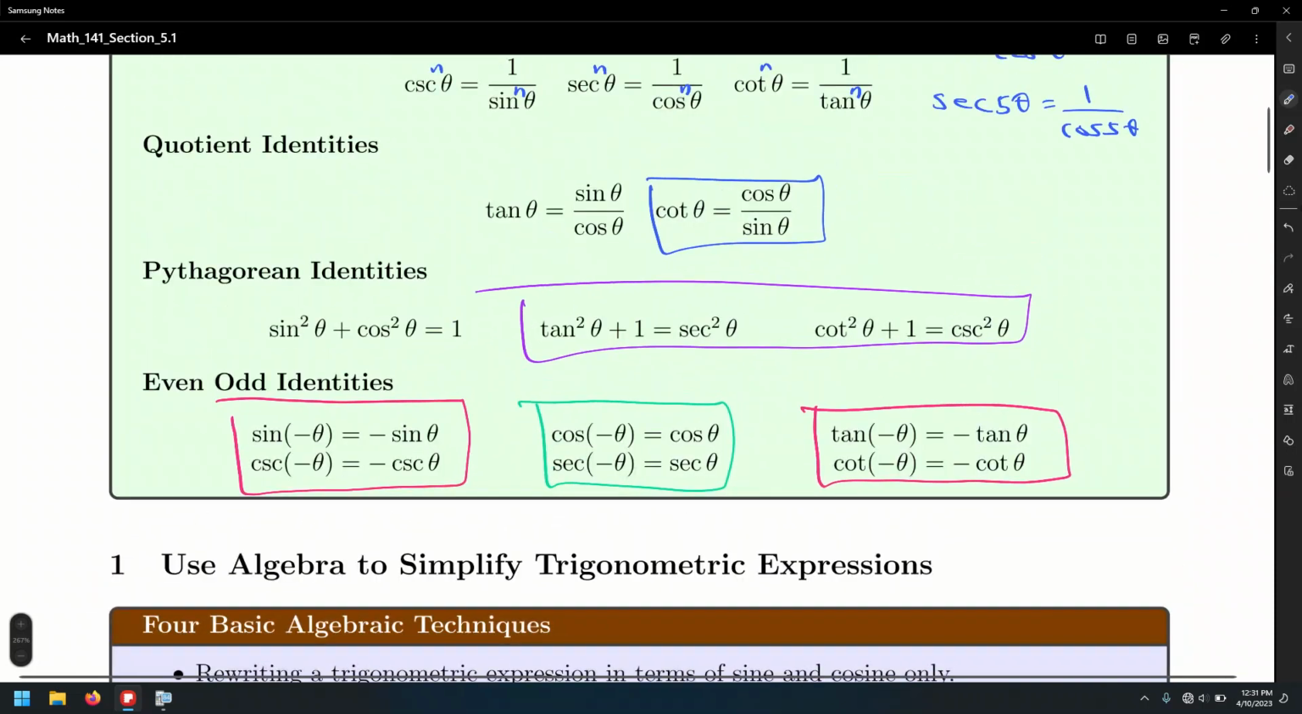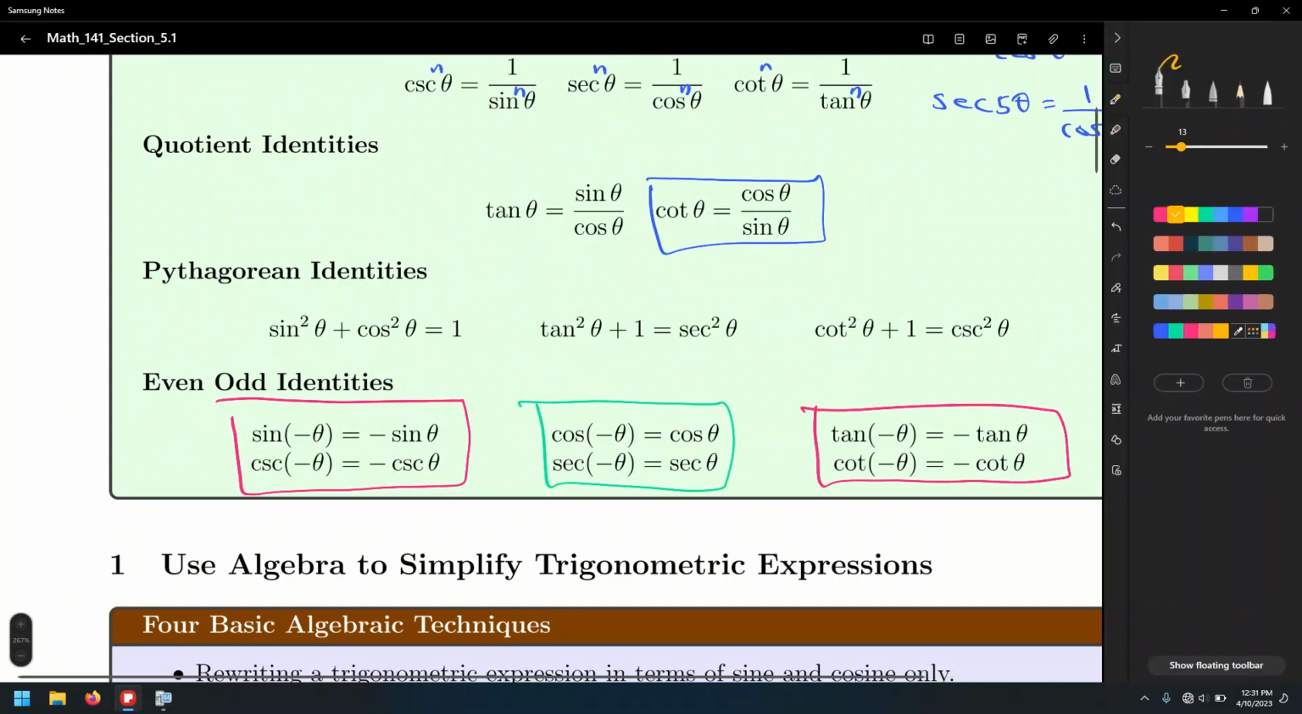Let's go back to the identities here. From this identity, sine squared plus cosine squared equals 1, we can obtain two more identities. Number one, if I move the sine squared to the other side, I get cosine squared equals 1 minus sine squared theta. On the other hand, if we solve for sine squared, if I move the cosine squared to the other side, I get sine squared equals 1 minus cosine squared theta.